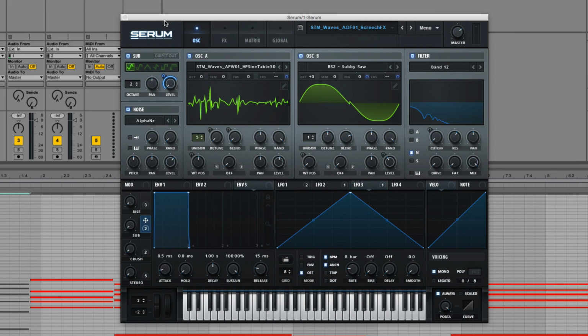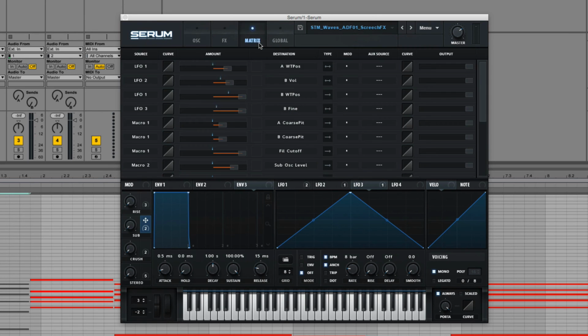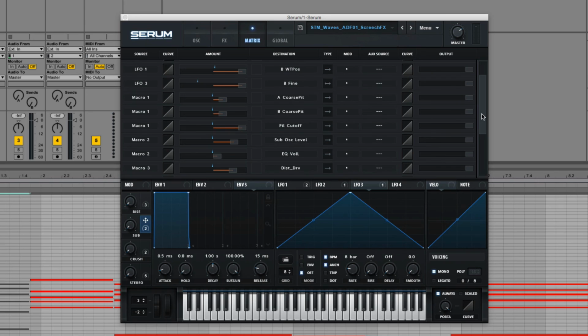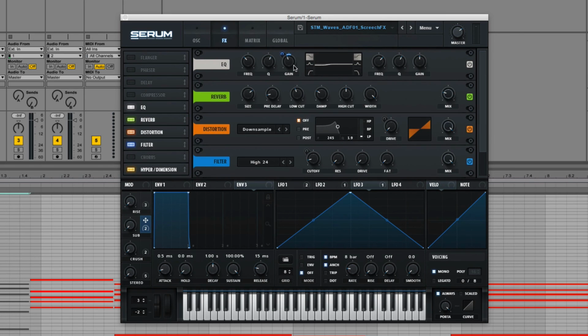Sub we have on the level of sub, and then I have this 2 octaves up because you play it pretty low. If you have the sub at the same octave, then you can't hear it. It's way too low in frequency. What's the second thing? Macro 2 also goes to EQ volume level right here. So it increases the gain of the low end.